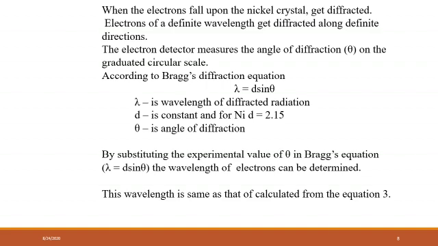Now we know Bragg's diffraction equation, that is lambda is equal to d sine theta, where lambda is the wavelength, d is the constant and theta is the angle of diffraction. By substituting the experimental value of theta in Bragg's equation, lambda is equal to d sine theta, the wavelength of electrons can be determined. So this wavelength is the same as that calculated from equation number 3.